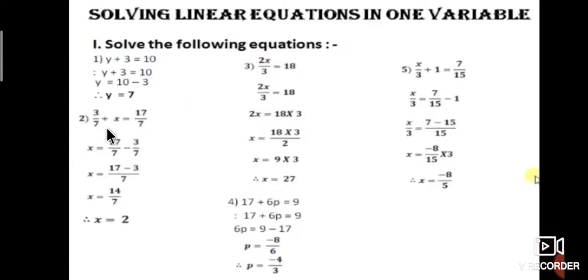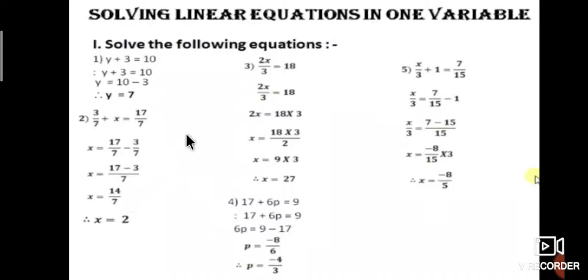Similarly, 3 by 7 plus x is equal to 17 divided by 7. X is equal to 17 divided by 7 minus 3 by 7. Therefore, x is equal to (17 minus 3) divided by 7. X is equal to 14 divided by 7. Therefore, x is equal to 2 is the solution of the equation.